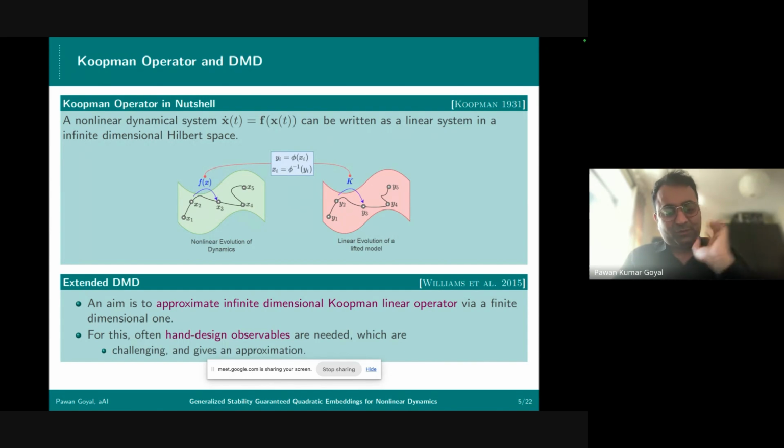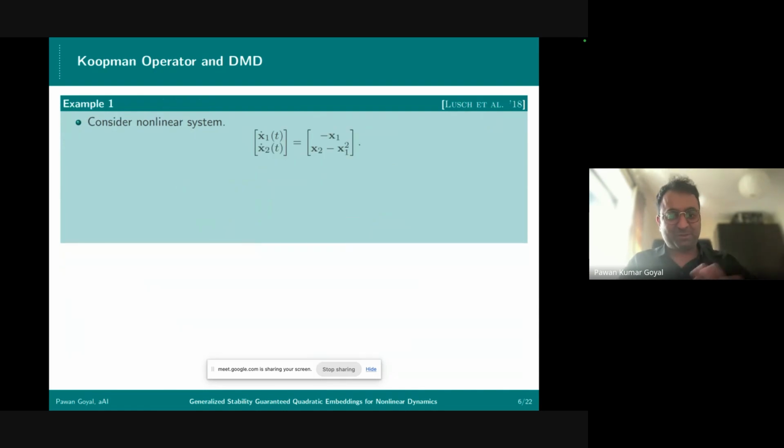So if you want to approximate this infinite dimensional linear operator by a finite dimensional one, then we need some notion of observables. Typically we do this with hand design, where we can make, for example, a dictionary which has all the polynomials, or any other basis functions. And then we try to map using these basis functions, which can approximate the infinite dimensional Koopman operator. So maybe there's a bit of theory here, but I will give you some examples of how this can be done so that maybe we can understand it.